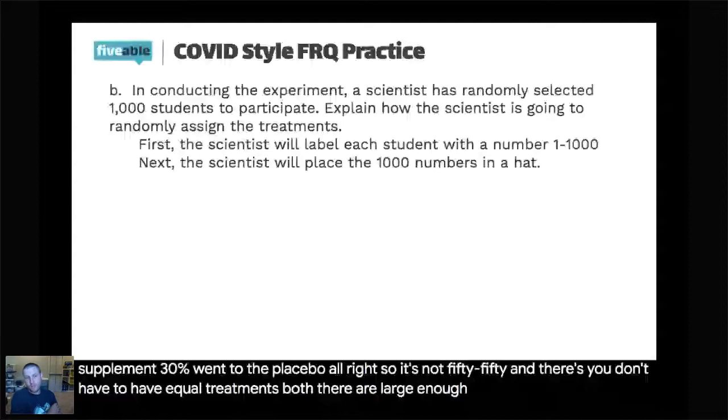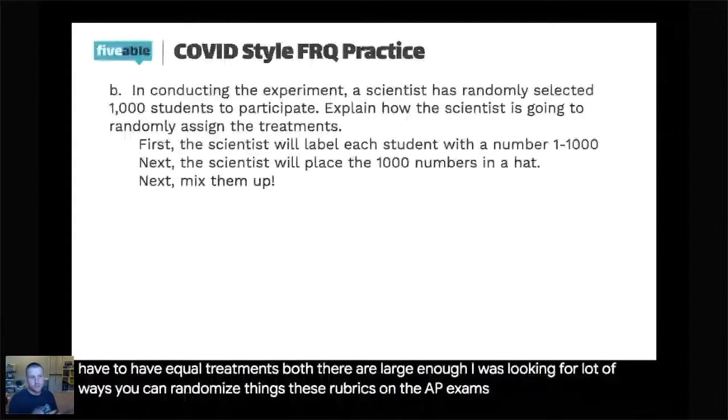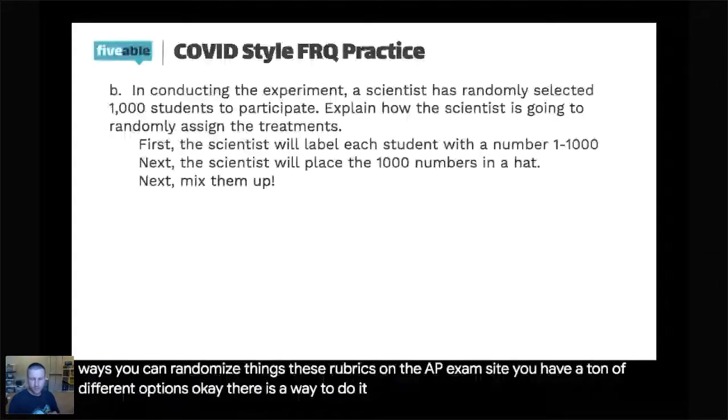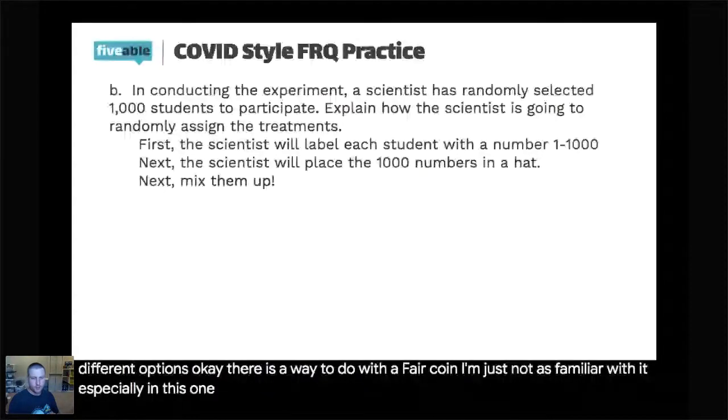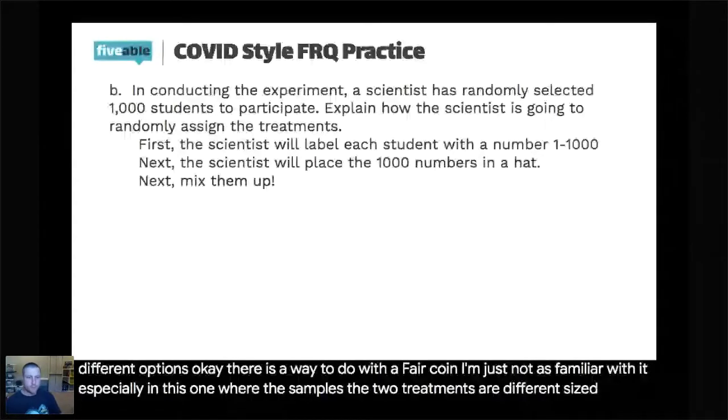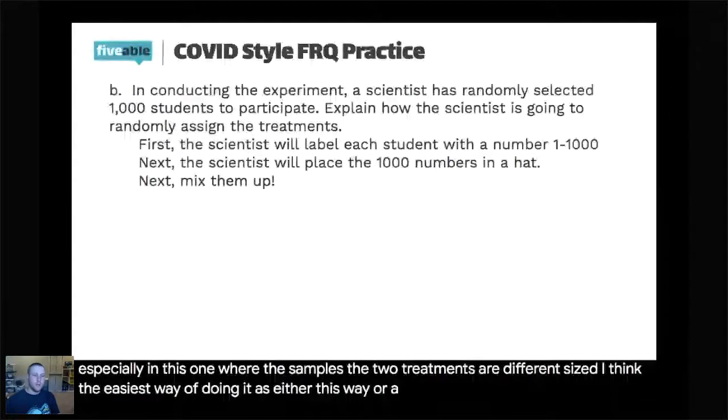A lot of ways you can randomize things. These rubrics on the AP exam site, you have a ton of different options. Okay. There is a way to do it with a fair coin. I'm just not as familiar with it, especially in this one where the two treatments are different sized. I think the easiest way of doing it is either this way or a random number generator to select the first.